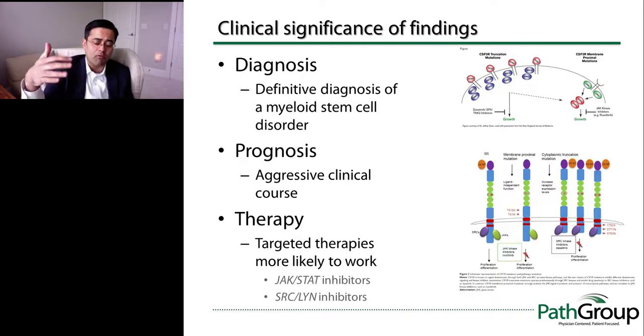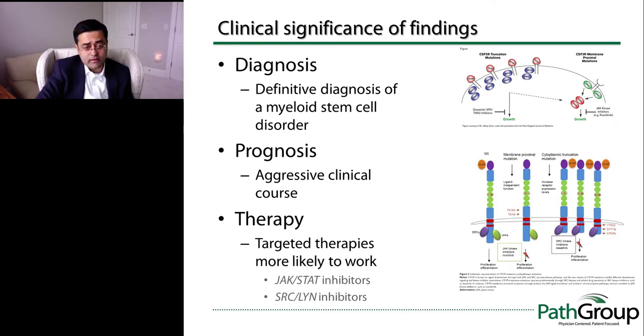But first, what I wanted to do is articulate what's the clinical utility, what's the clinical significance. Well, we were able to render a more precise diagnosis. And in fact, CSF3R mutation is required by the WHO as a diagnostic bullet point to help establish a diagnosis of chronic neutrophilic leukemia. So it's required for diagnosis. These tumors usually have an aggressive clinical course. They do not respond to BCR-ABL inhibitors that are typically used to treat Philadelphia chromosome positive chronic myelogenous leukemia. So they tend to have an aggressive clinical course, and patients wind up succumbing to their disease.